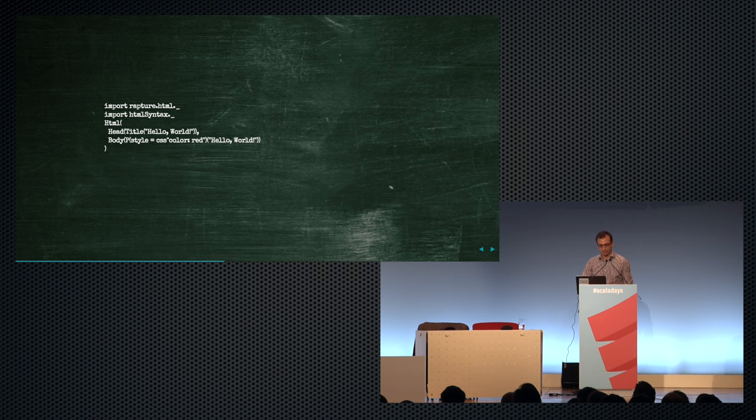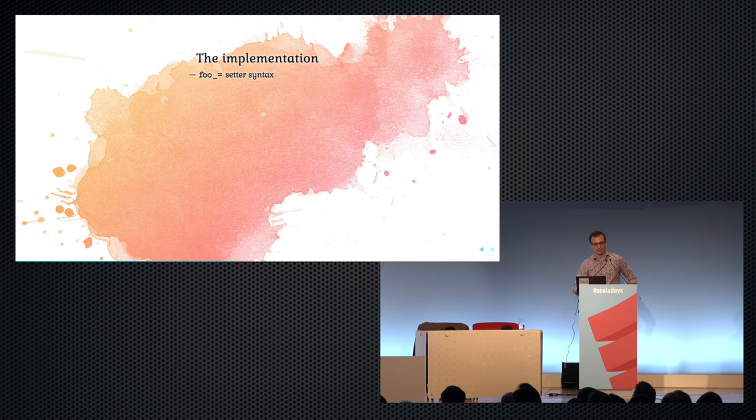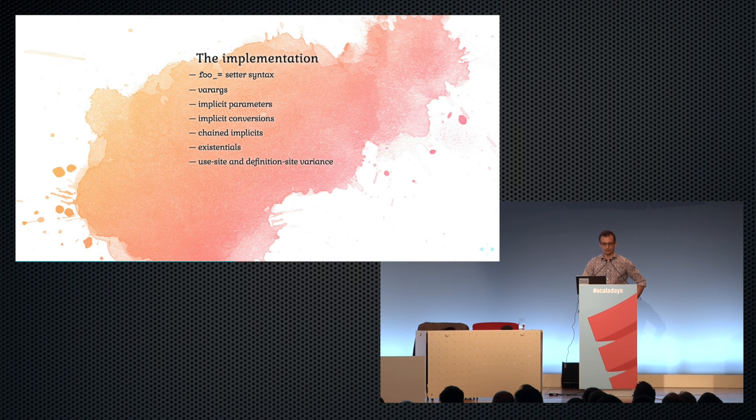And I use this as an example because it was a lot of work to make this kind of syntax work. I had to use setter syntax, which maybe many of you don't know. Scala has this syntax for defining setters. Look it up. It's been in Scala since the very early days. Var args, I had to use implicit parameters. That was a feature I used. Implicit conversions. I needed chained implicits. I had to use existential types. I had to use both use site and definition site variants. This is all in the same library.